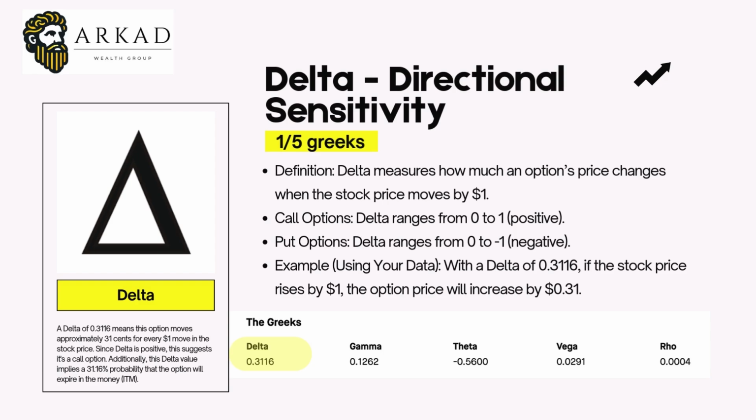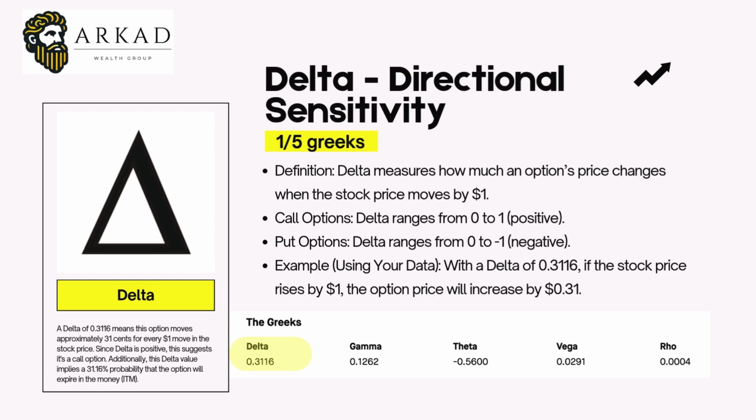In our example, delta is 0.3116. You can see that on the bottom of this slide. That means for every $1 increase in the stock price, the option price will rise by 31 cents. Since delta is positive, it's a call option. Delta also gives us an estimate of the probability that the option will expire in the money. Here, a delta of 0.3116 suggests there's about a 31% chance of the option being in the money at expiration. Traders use delta to gauge risk and anticipate how their options will react to stock movements.